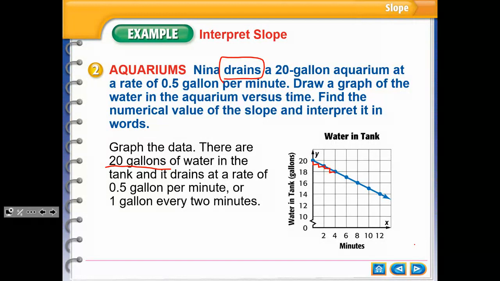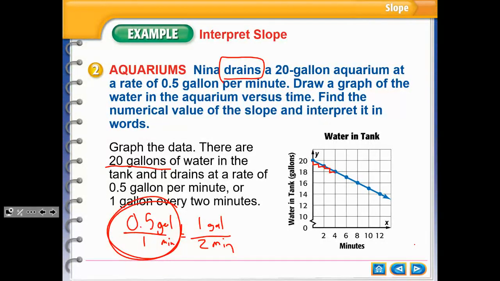Now, if you're not comfortable with that, you could say that a half gallon every 1 minute is the same as 1 gallon every 2 minutes. But I'll be honest, we tend to prefer unit rates. It just makes a little more sense to us.